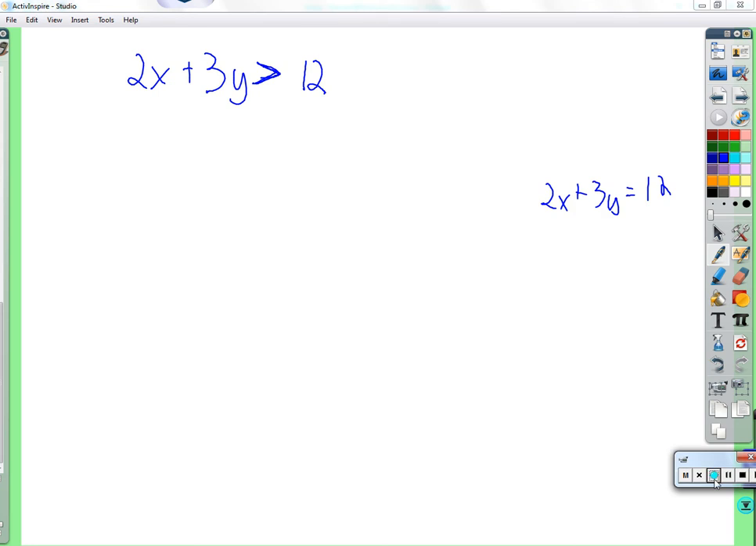So I gave you the little idea to think about the graph when this is an equal sign. That graph would be a line. We just did this on a quiz. We graphed a line like this. Since I know it's going to be a line, how many points do we need to find at least? Two. Just two. We only need to find two.